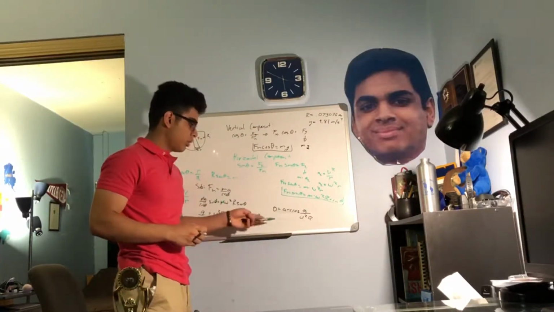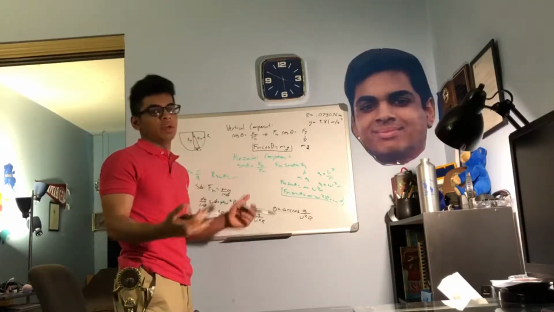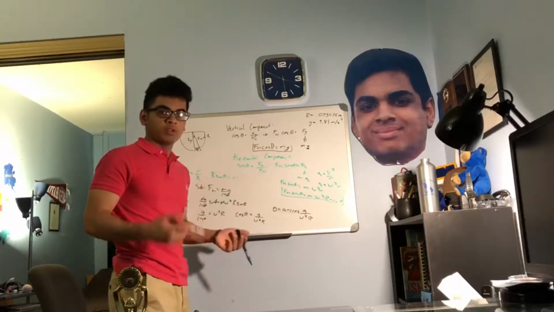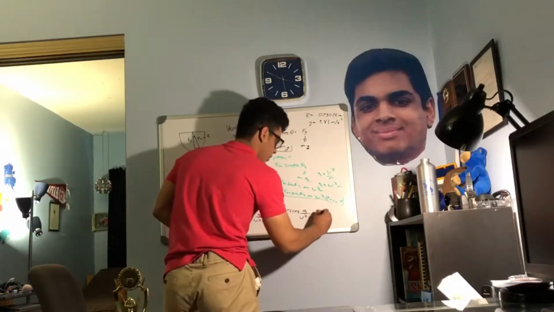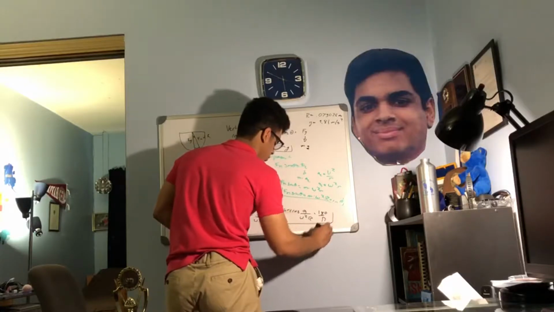However, this equation measures the angle in radians, and we want to do it in degrees given that we have a protractor. So to go from radians to degrees, you have to multiply by 180 over pi. And this is our final equation.